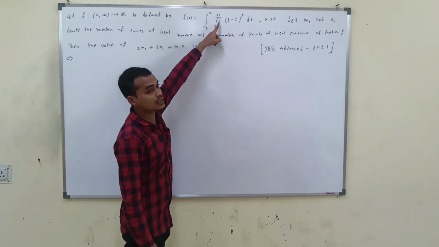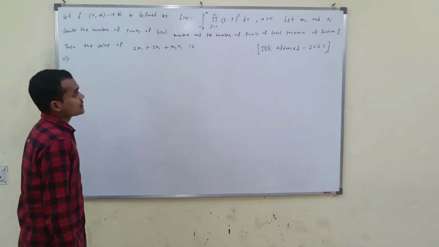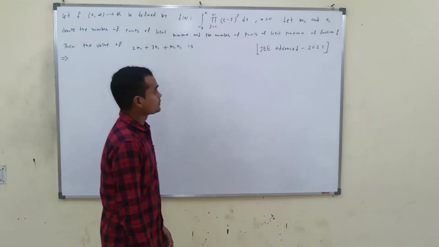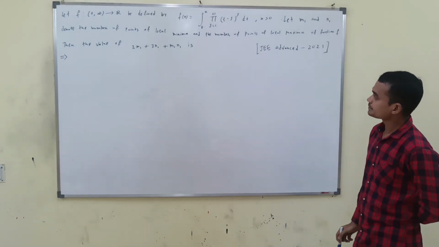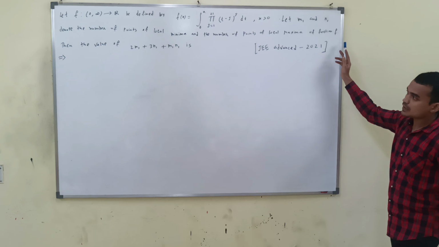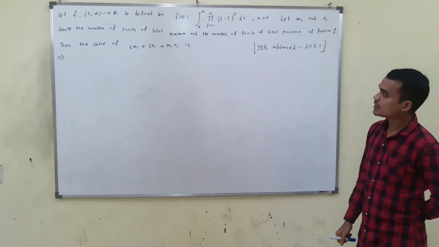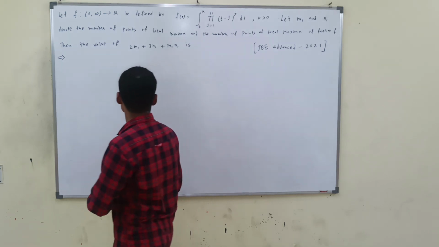the product, this sign is a product sign, j equal to 1 to 21, of (t minus j) to the power j dt, where x is greater than 0. And here m1 and n1 denote the number of points of local minima and the number of points of local maxima of the function f. Then the value of 2m1 plus 3n1 plus m1 into n1 is equal to what?